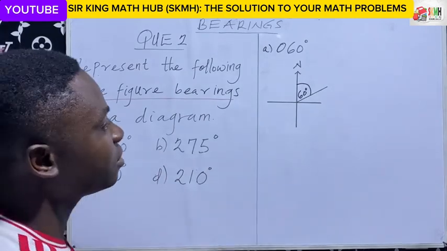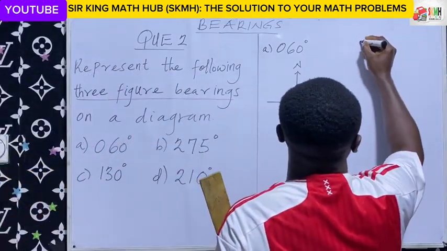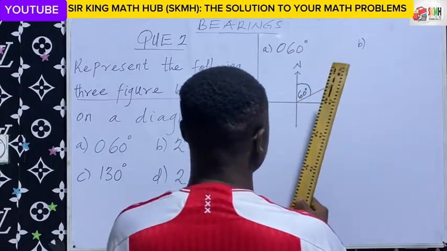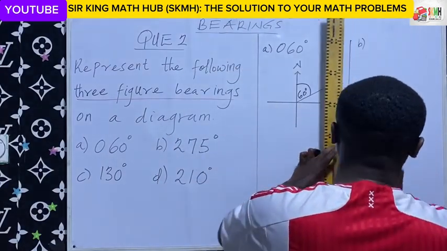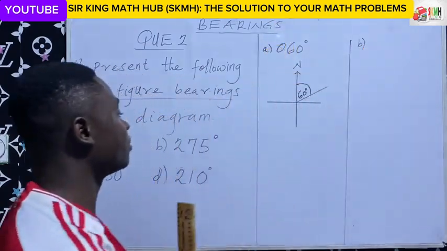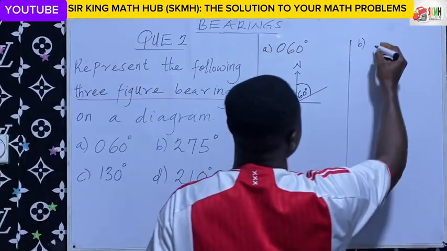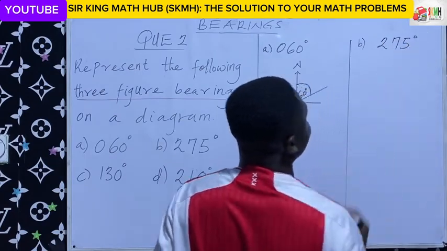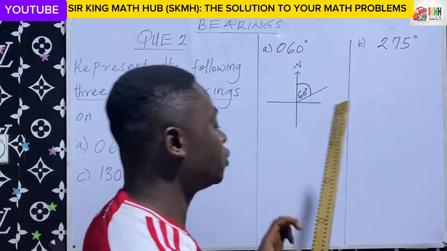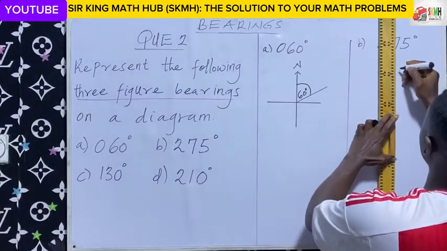We are done with A. Can we try B? Let's also try B. Now B, we have to represent 275 degrees. So first of all, we need to draw our cardinal points.